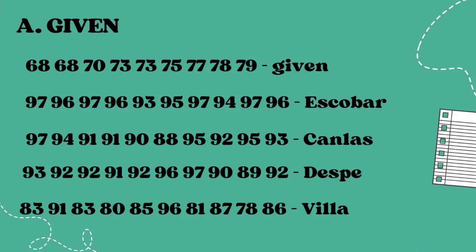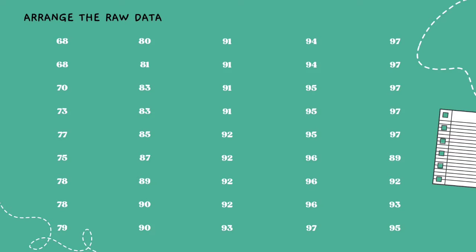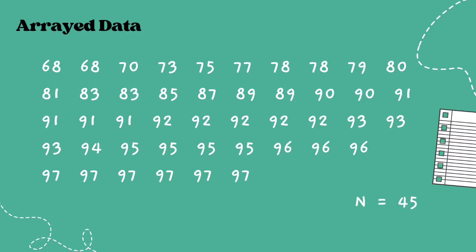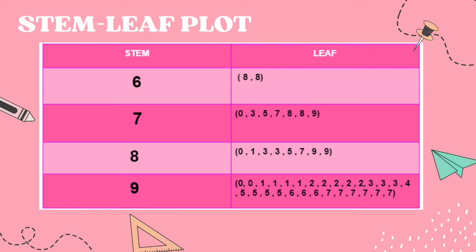First, rearrange your raw data in ascending order. Next, solve the range. Range is the difference between the highest value of data and the lowest value of data. The answer here is 29.